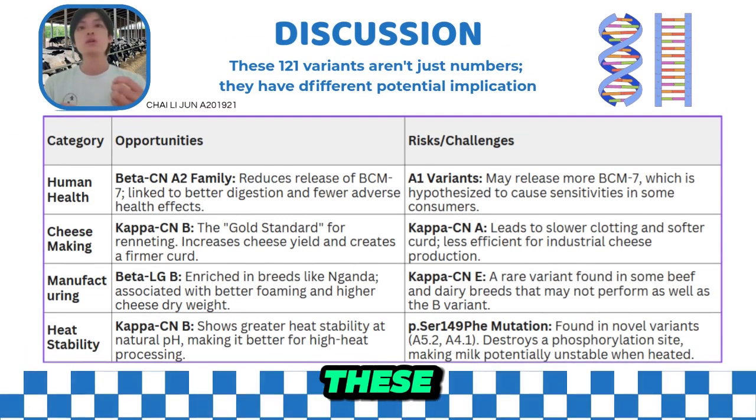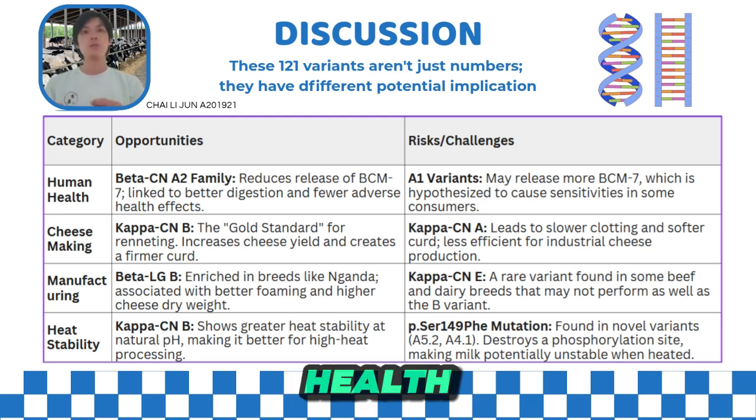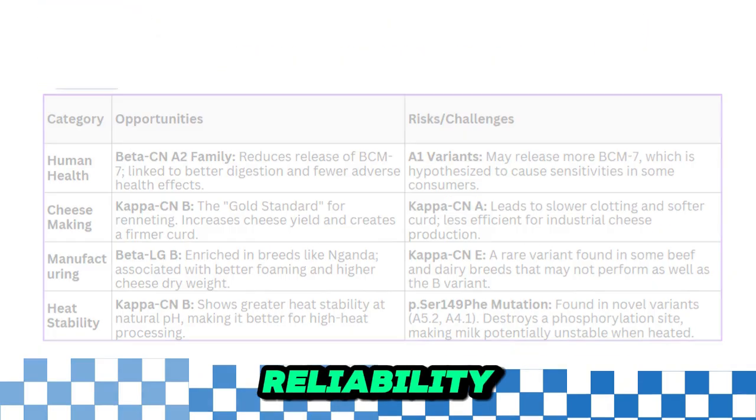As the conclusion, these 121 protein variants have direct real-world impacts. The A2 family offers health benefits and kappa-casein B is the gold standard for cheese yield and has better clotting ability, but novel variants introduce new risks, especially the P7149 phenylalanine mutation found in some novel variants, which destroys a phosphorylation site, and this could make the milk unstable during high heat industrial processing. And there are also other risk protein variants such as A1 variants, kappa-casein A1 and 2. By understanding the library, this allows us to select for better health, better cheese, and better industrial reliability.